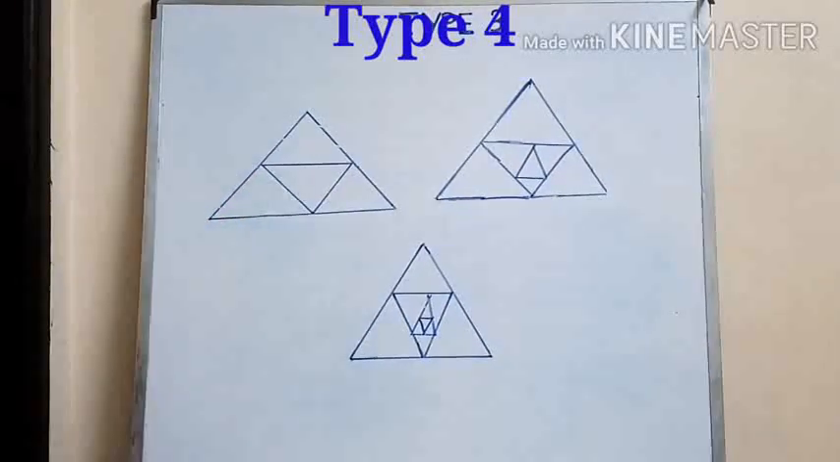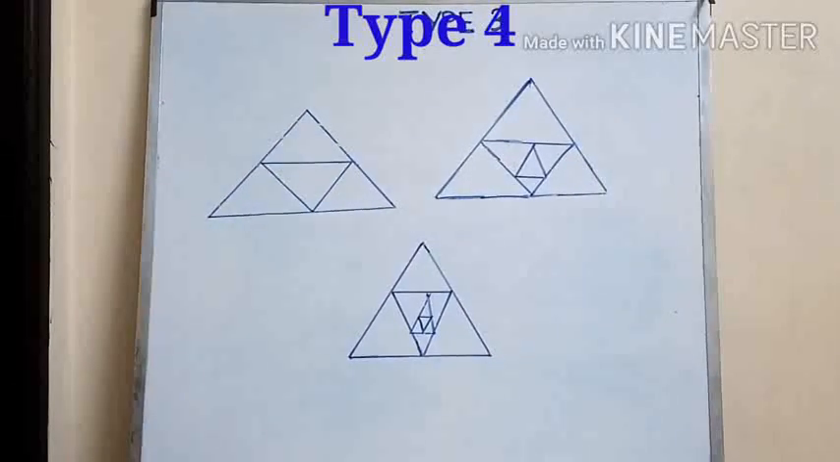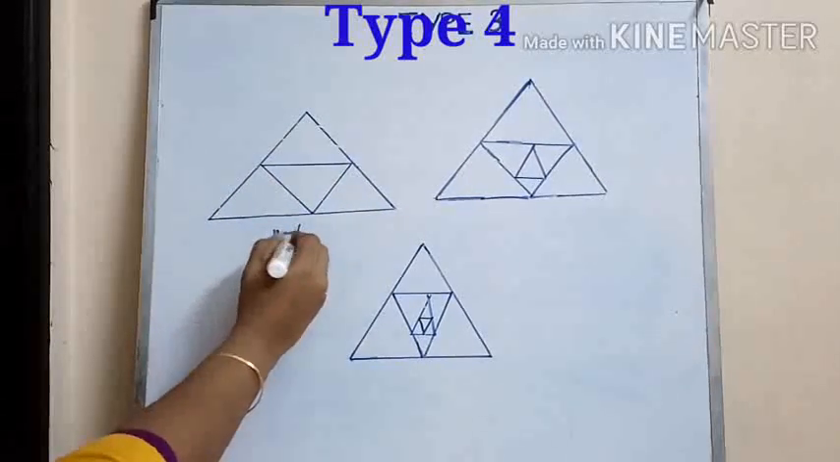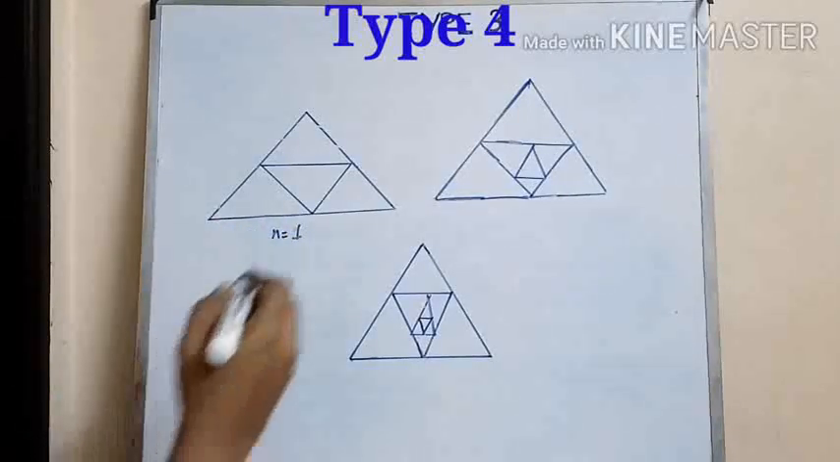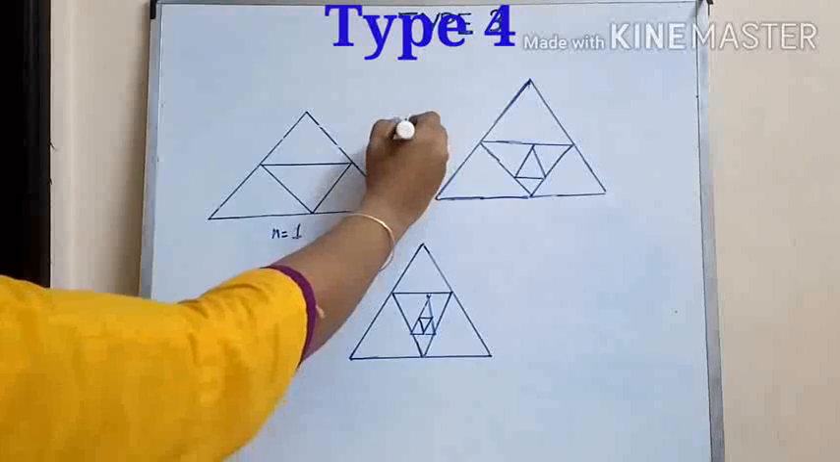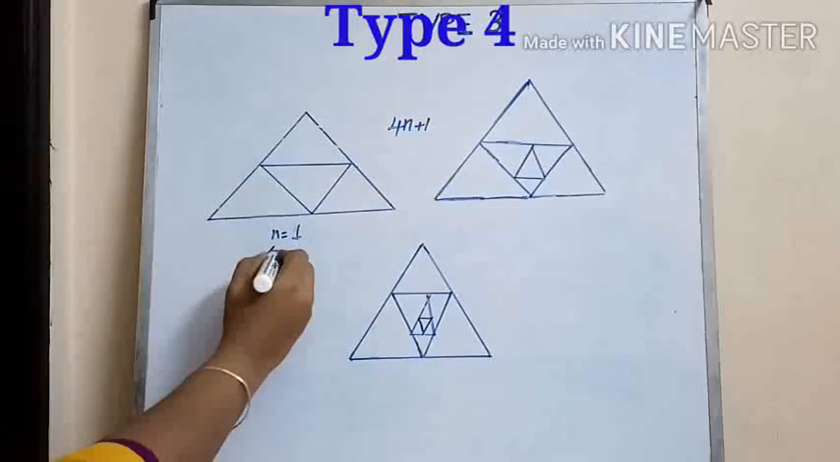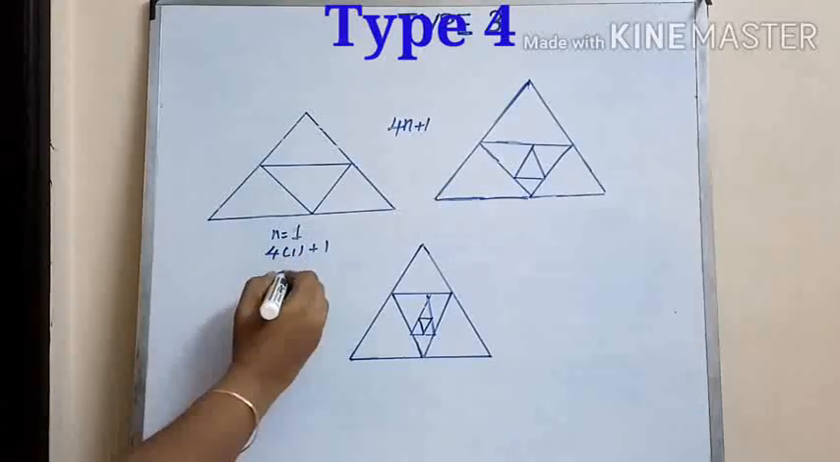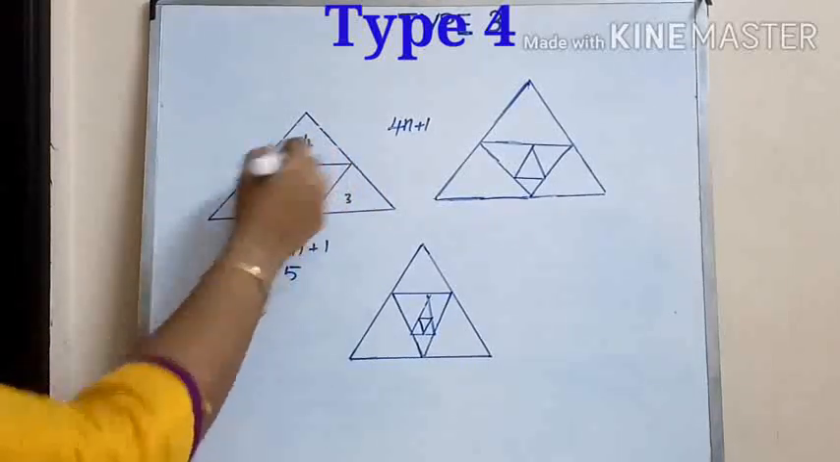In type 4, we are going to count triangles within embedded triangles. So here is a triangle and we have one embedded triangle. So n is equal to 1. Here we are going to use the formula 4n plus 1. So n is equal to 1 means the number of triangles here is 5. Hope you can visualize it.